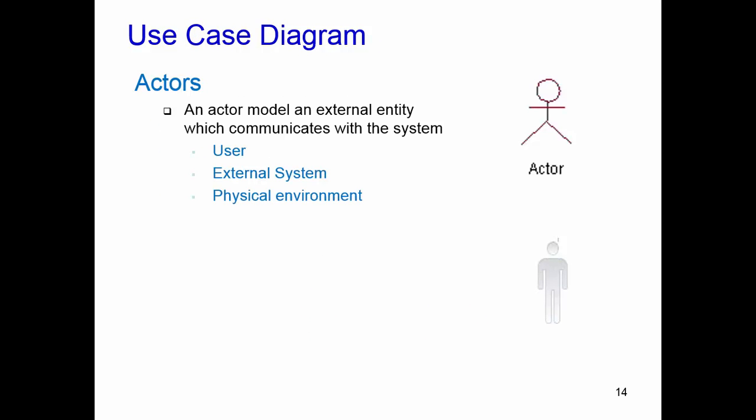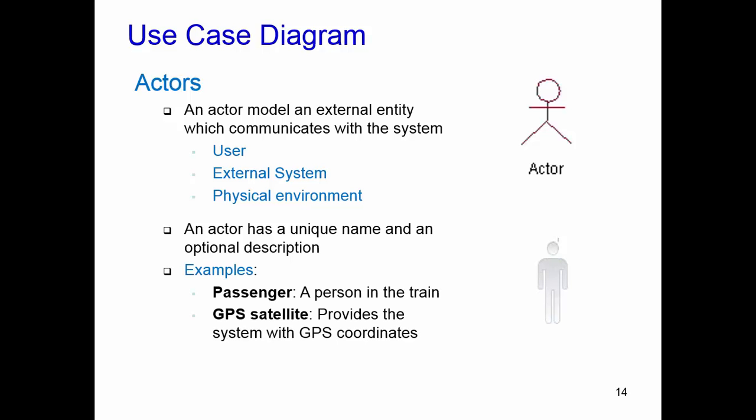Again, actors represent an external entity which communicates with the system. It doesn't have to be a physical person. It could be a material thing, such as the HVAC, like we discussed before, where the heater and the AC can be actors. An actor has a unique name and an optional description. For example, we can have an actor representing a passenger. A GPS satellite can also be an actor, which provides the system with GPS coordinates.